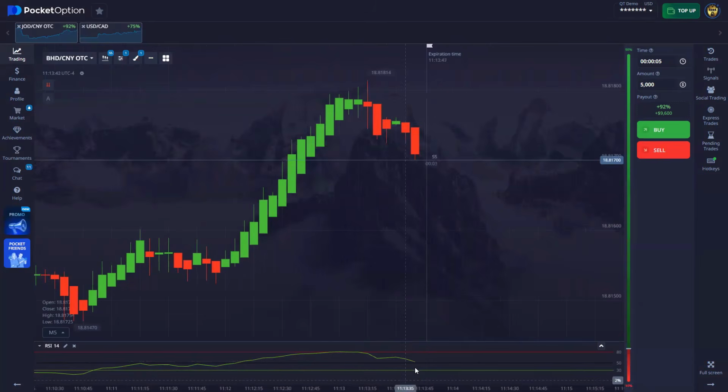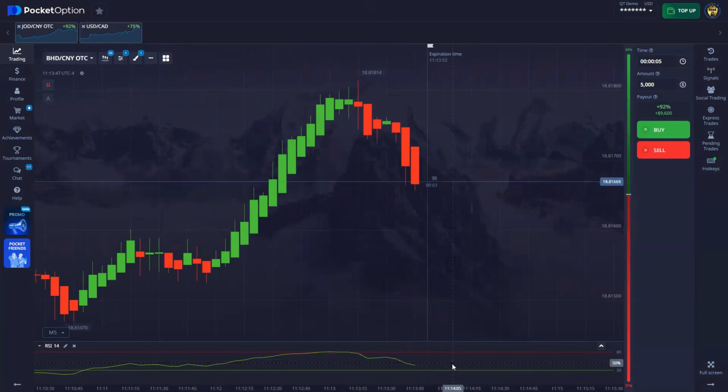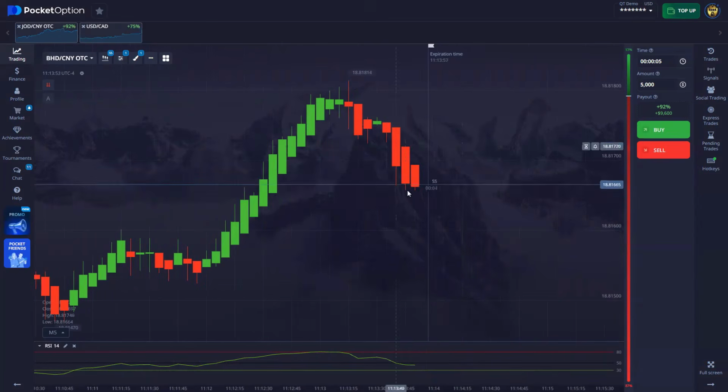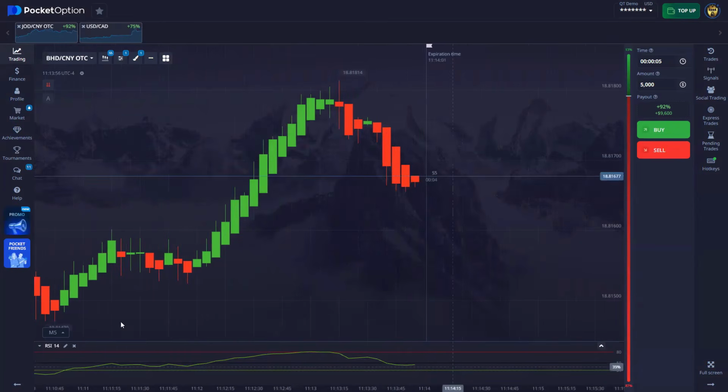So currently right now we see price at that 50. From 50 to 80, you're in the buy zone. And from 50 below, you're in the sell zone. So as you guys can see, she's clearly selling off. We are in the sell territory of the RSI.